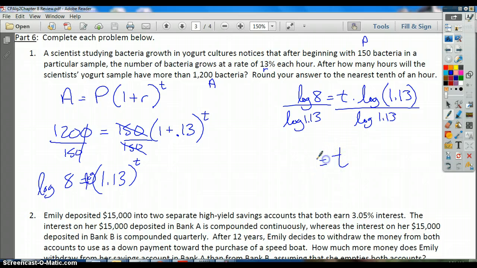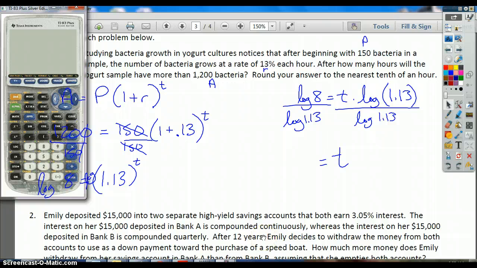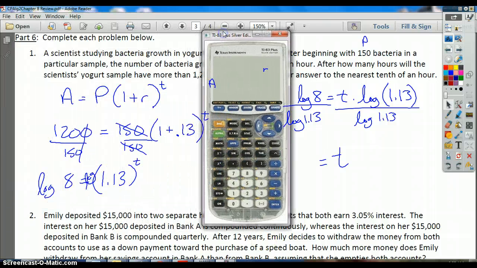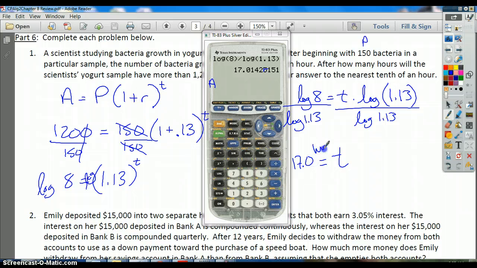And here we go. T equals, get my graphing calculator here for us. So we got log of 8 divided by log of 1.13. So we got time of 17.0 hours. Okay, so there's your first one.